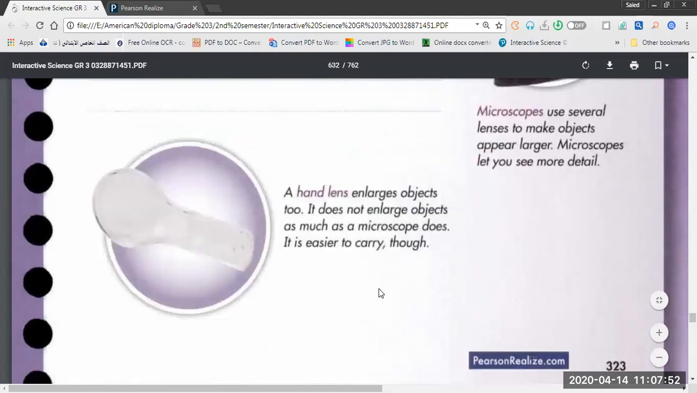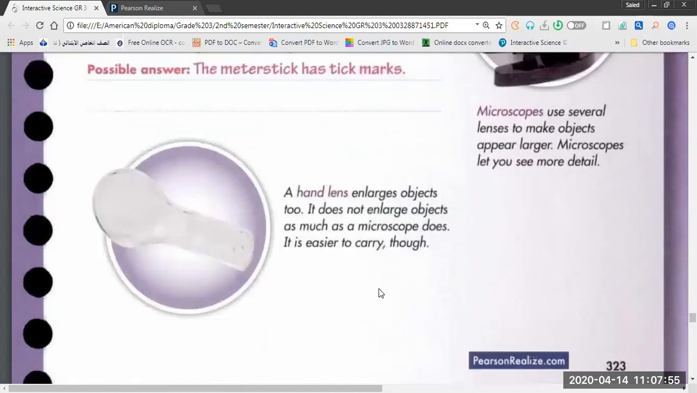Okay, the last tool here is a hand lens. A hand lens, all of us know, your grandpa or your grandma, the old people usually have a hand lens. Why? Because old people cannot see things very well, especially when they are reading any book. So they have to use the hand lens to make things closer and clearer, to let them have the ability to read very well.